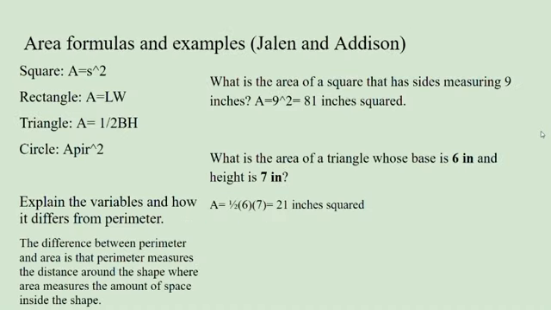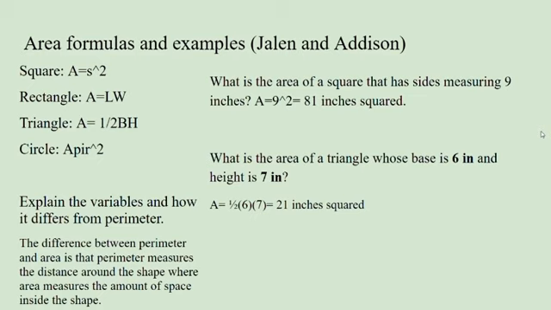So with formulas for area, there are a few different formulas for different shapes. For a square, the formula is side squared. The formula for a rectangle is length times width. The formula for a triangle is 1/2 base times height. And for a circle, it is pi r squared.